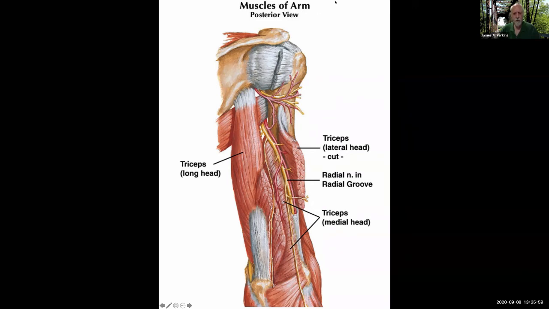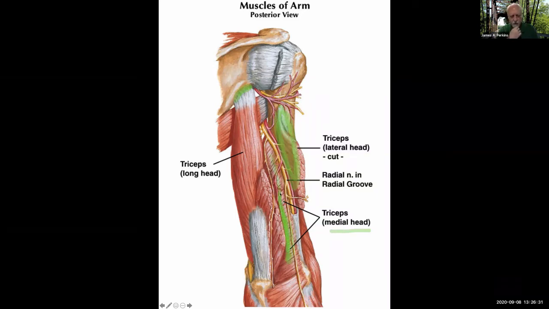So once again, you can see the long head of the triceps originating here. Now you get a better view of its origin from that infraglenoid tubercle just below the glenoid fossa. You can see the lateral head of the triceps, which would have been originating from the posterior surface of the humerus, but in a little bit more lateral position. Now you can finally see the medial head exposed. That's originating from the posterior surface of the humerus, but in a somewhat more medial position.